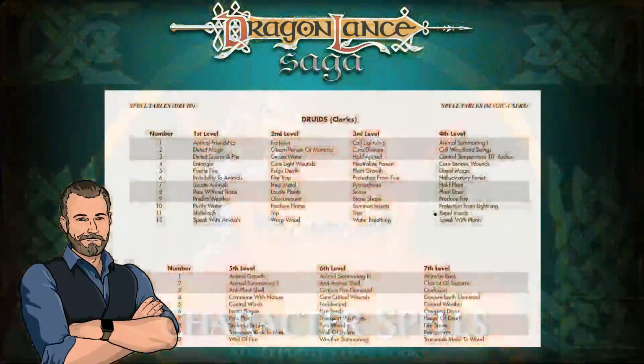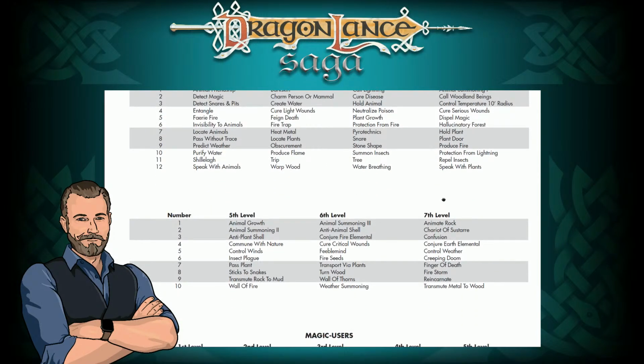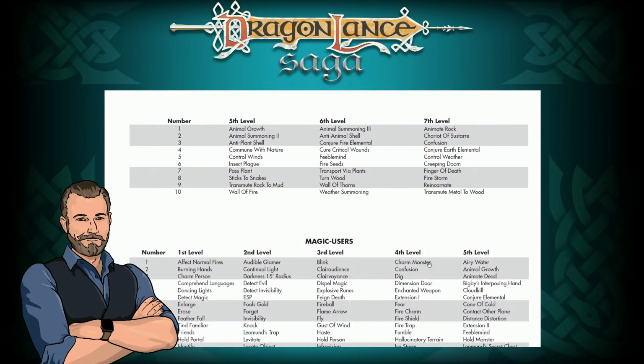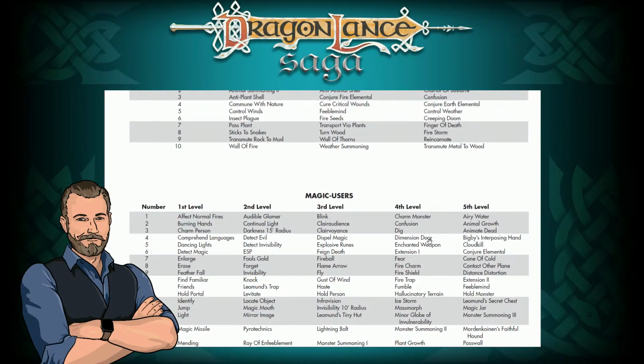And then we've got druids, spell table, call lightning. That's awesome. So I am going to be reading each spell. What I'm not going to do is read all of the details of the spell. So I'll give the description of the spell, but not all of the stats, because honestly, it's going to take quite some time to get through.